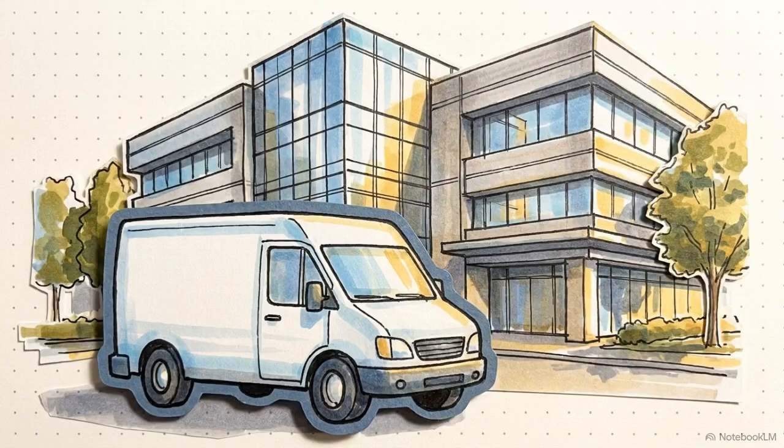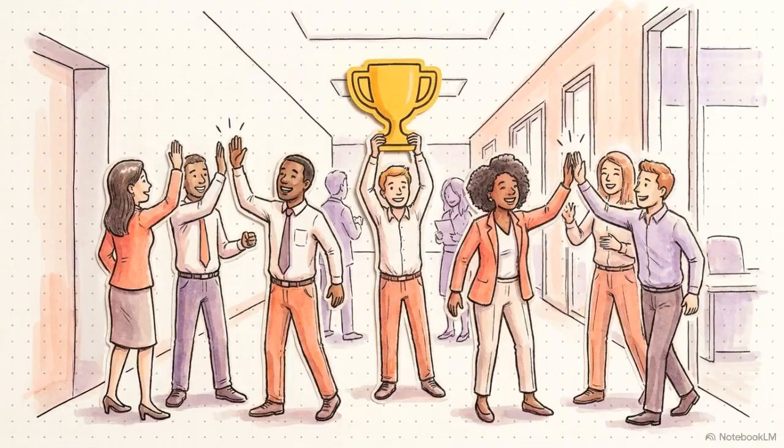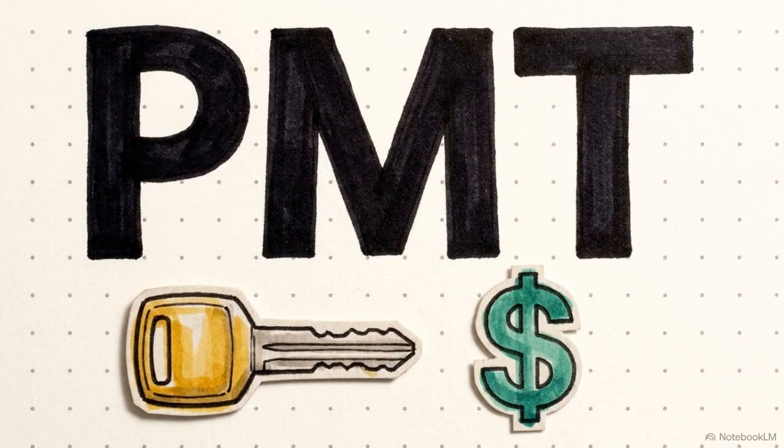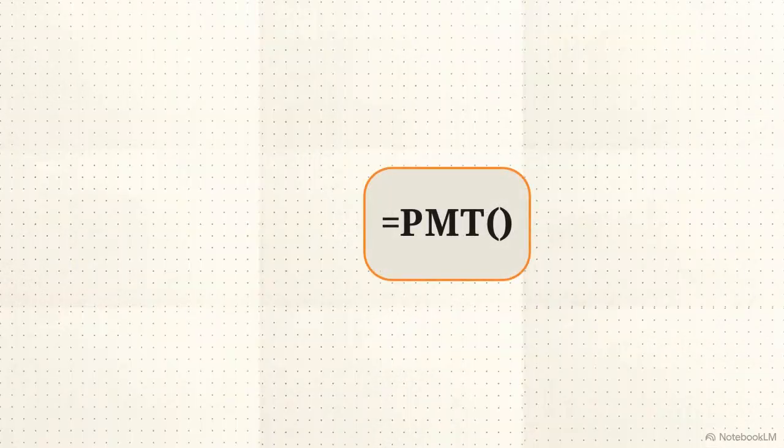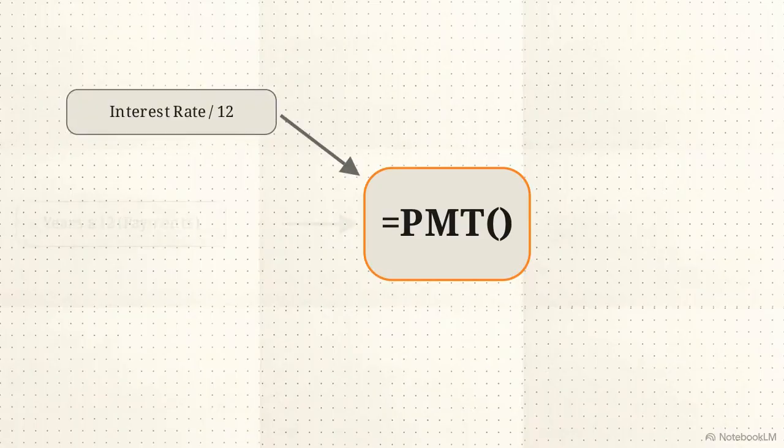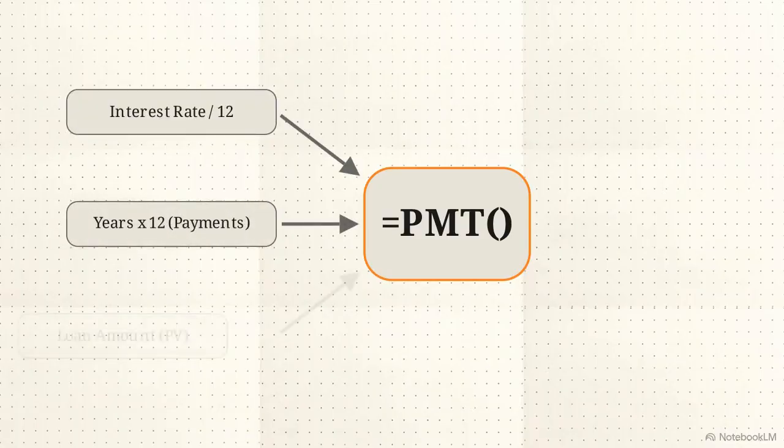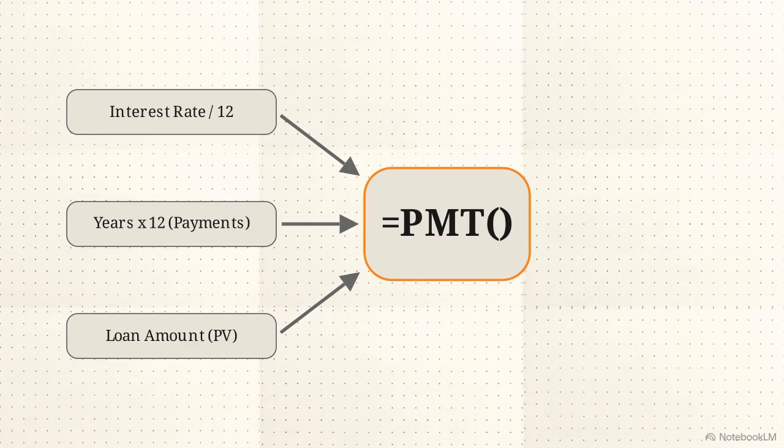Let's scale up the complexity. Imagine your company needs to buy a fleet of delivery vans, and simultaneously you need to determine which employees earn a sales bonus this quarter. To figure out the monthly financial impact of the delivery van loan, you can use the PMT, or payment function. This diagram shows the mechanics of the PMT function. It requires 3 specific inputs: the interest rate divided by 12, the total number of monthly payments, and the total loan amount. From those inputs, it calculates your exact monthly cost.